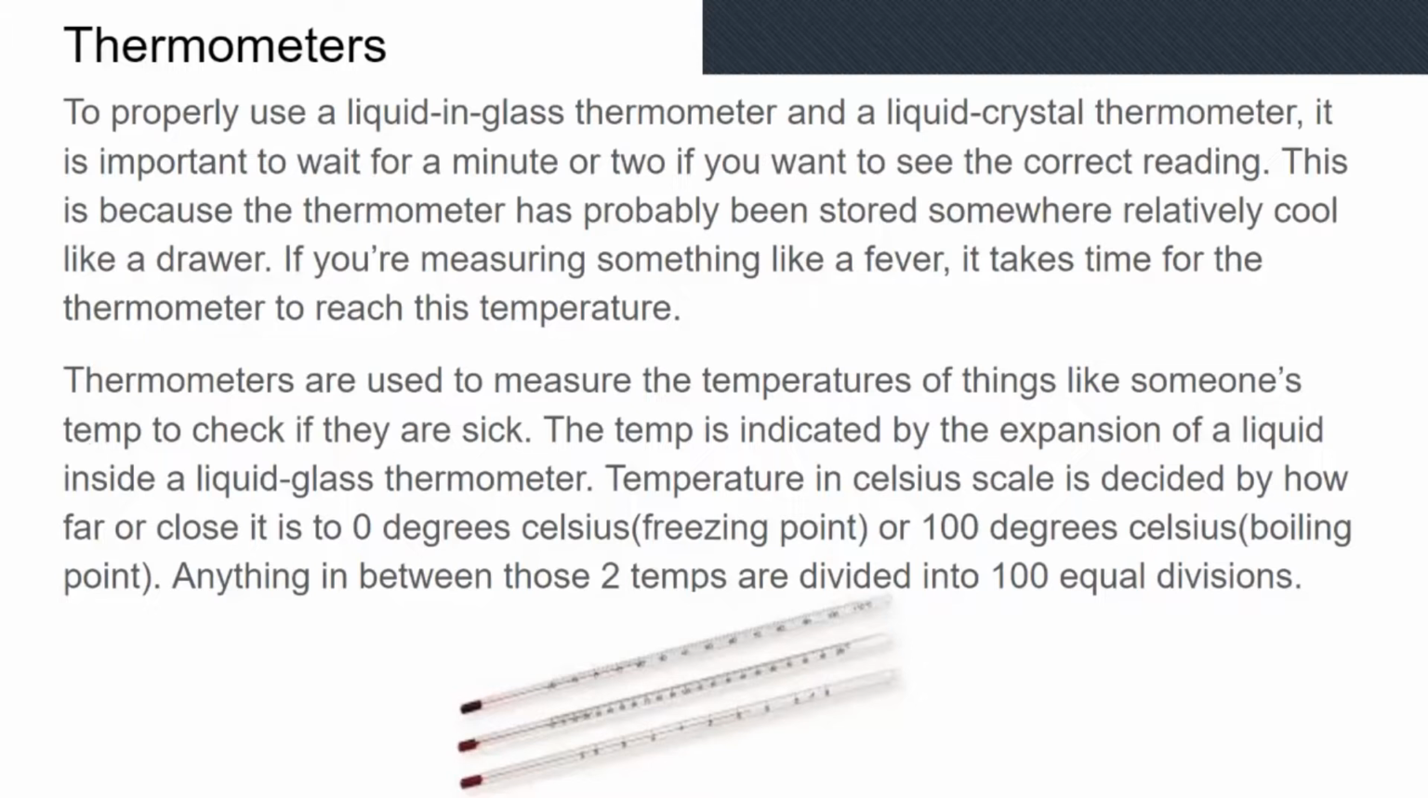Thermometers are used to measure the temperatures of things like someone's temperature to check if they're sick. The temperature is indicated by the expansion of a liquid inside a liquid in glass thermometer. Temperature on the Celsius scale is decided by how far or close it is to 0 degrees Celsius, the freezing point, or 100 degrees Celsius, the boiling point. Anything in between those two temperatures is divided into 100 equal divisions.